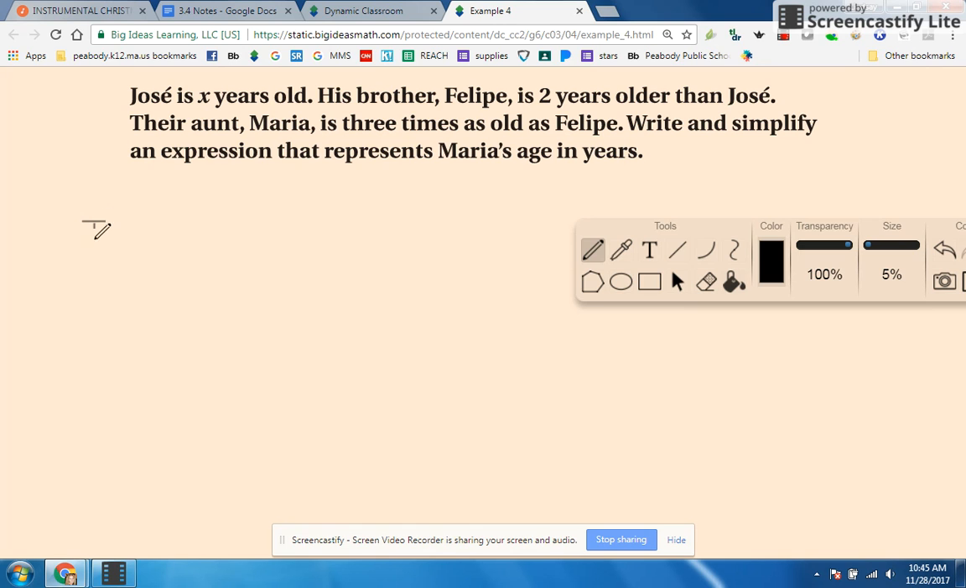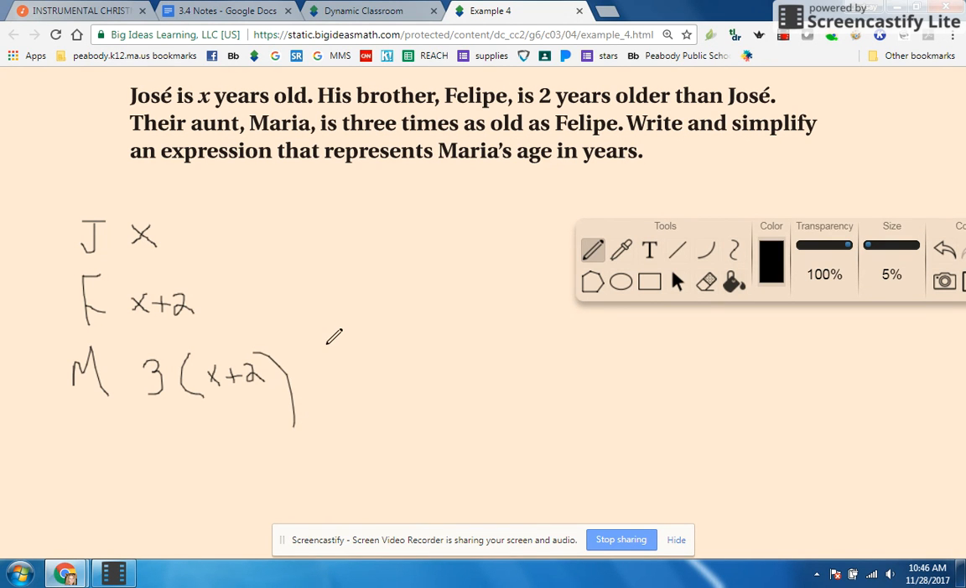So what I'm going to do is write a first initial for everybody here. So Jose, Felipe, and I'm just going to put Maria. We don't know how old any of these people are, so we're going to use X. Jose is X years old, so X represents his age. Felipe is 2 years older than him. We don't know how old Jose is, but we know Felipe is 2 years older. So whatever Jose is, we would add 2 to it to get to Felipe's age. Maria is 3 times as old as Felipe. So basically, you're doing 3 times Felipe's age, which is X plus 2. So there's how we would figure out Maria's age.